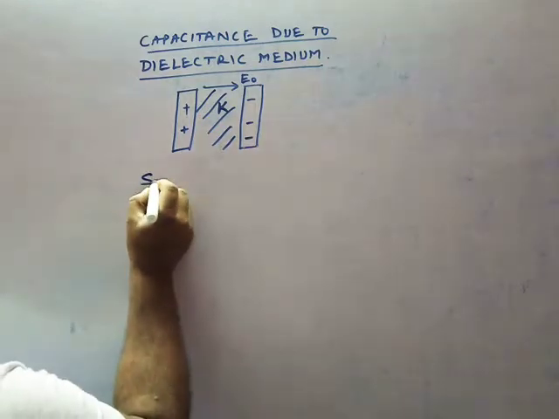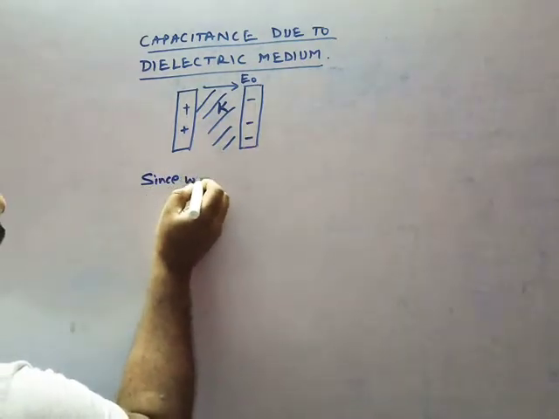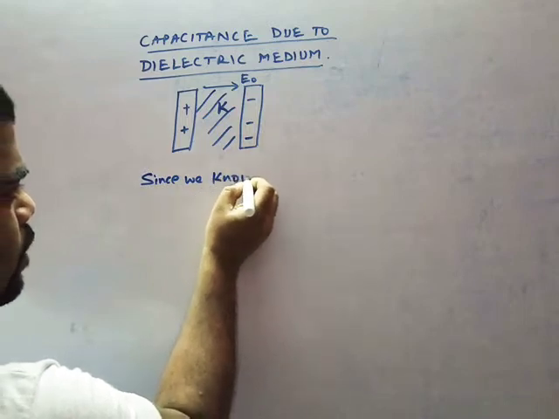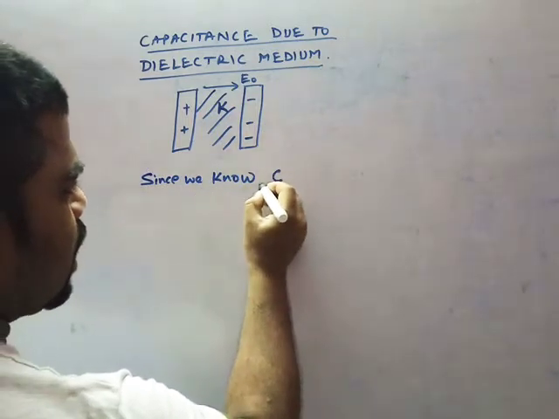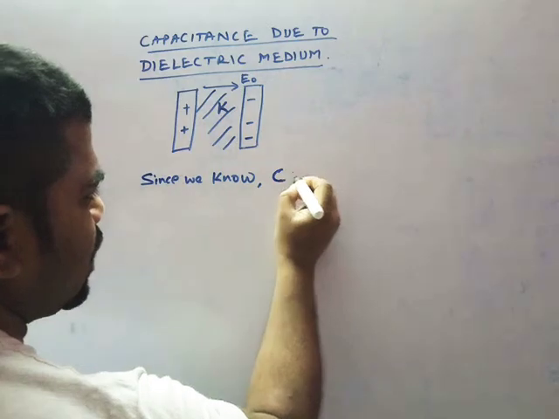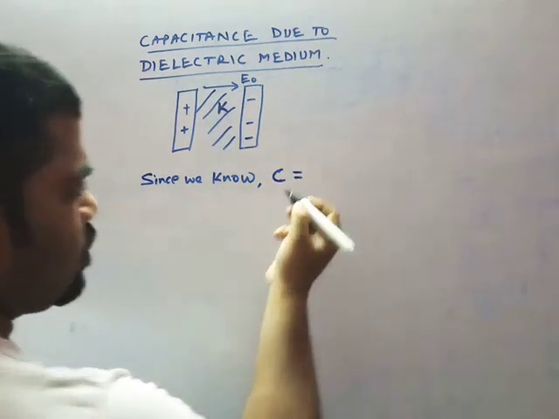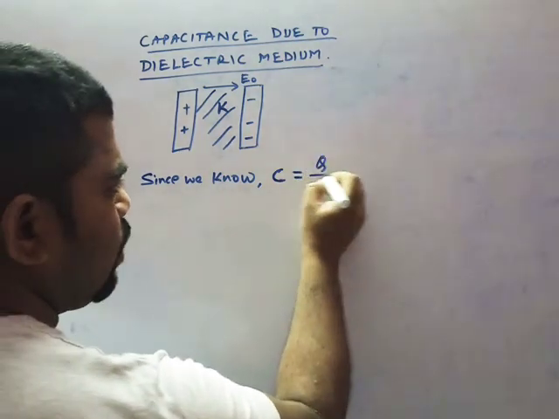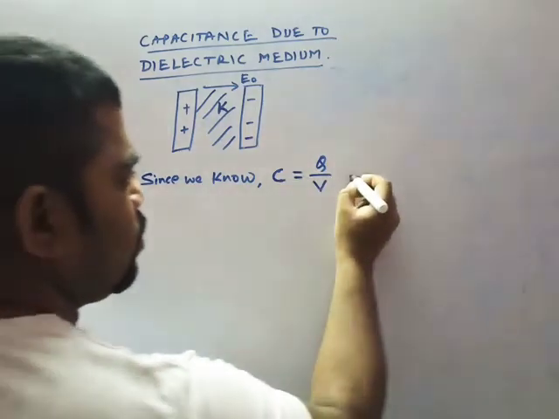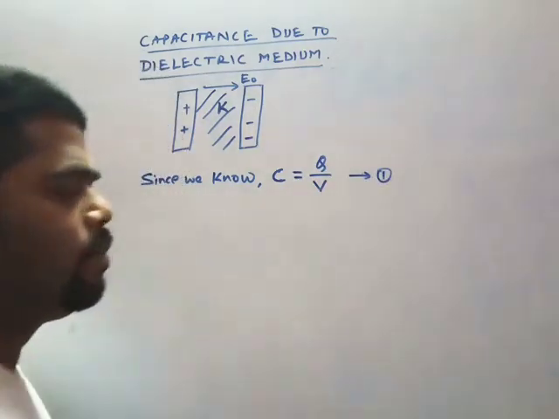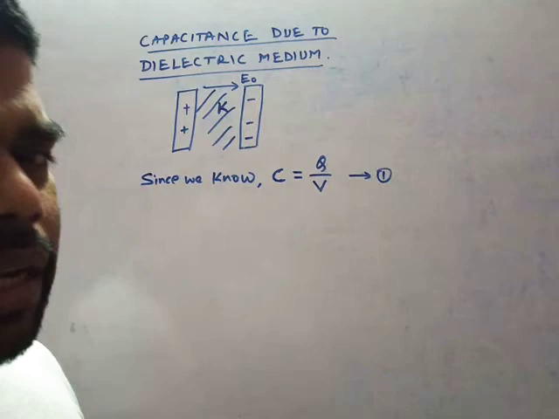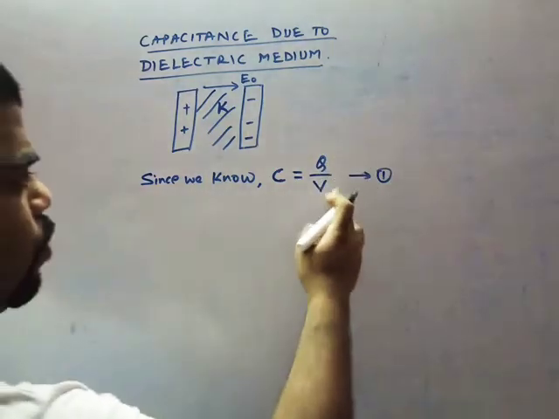We know only one thing. Since we know capacitance C, let me write C is equal to what? That is Q by V. Only one thing we know. We did this in the previous class. C is equal to Q by V.